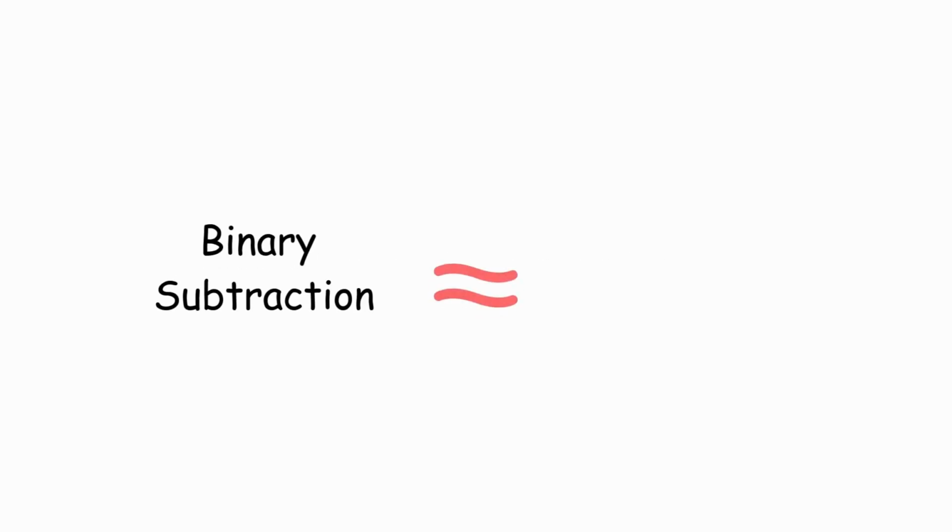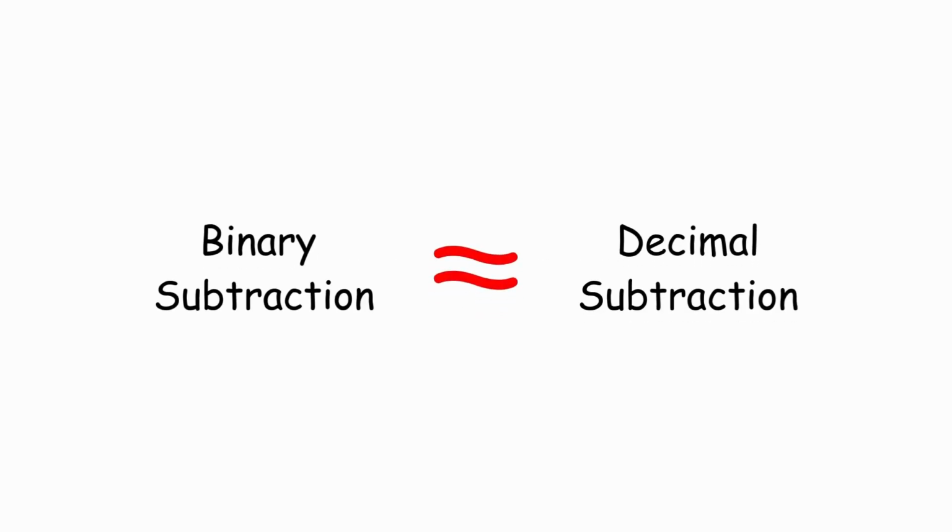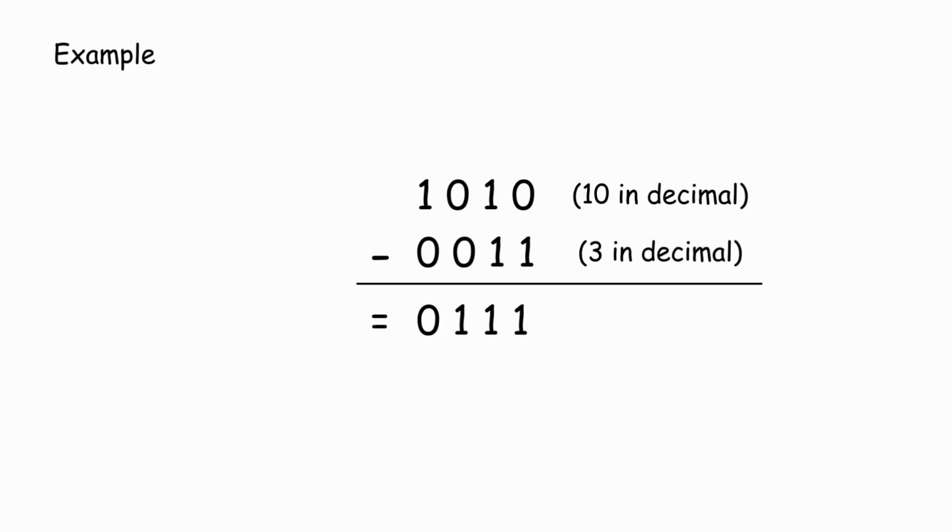Binary subtraction follows a principle similar to decimal subtraction. When subtracting 1 from 0, it is necessary to borrow from the next column, just as in the decimal system. Example: 1010 (10 in decimal) minus 0011 (3 in decimal) equals 0111 (7 in decimal).